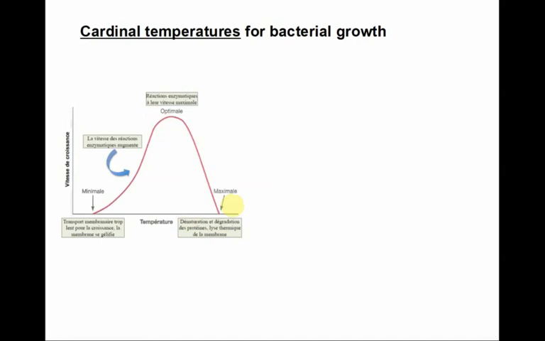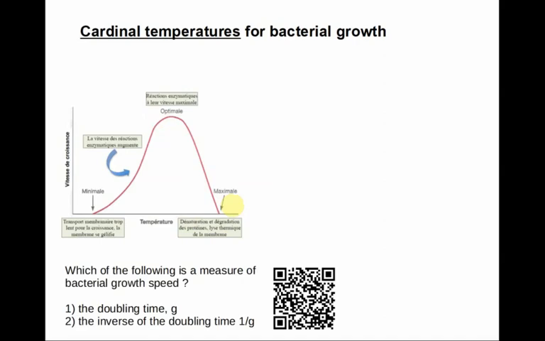So these are what are called the cardinal temperatures for bacterial growth: minimal growth temperature, optimal, and the maximum. You can define these three cardinal temperatures for every type of bacterium. Now that's another question here, right? I'm talking about growth speed here. What's the valid measurement of growth speed?